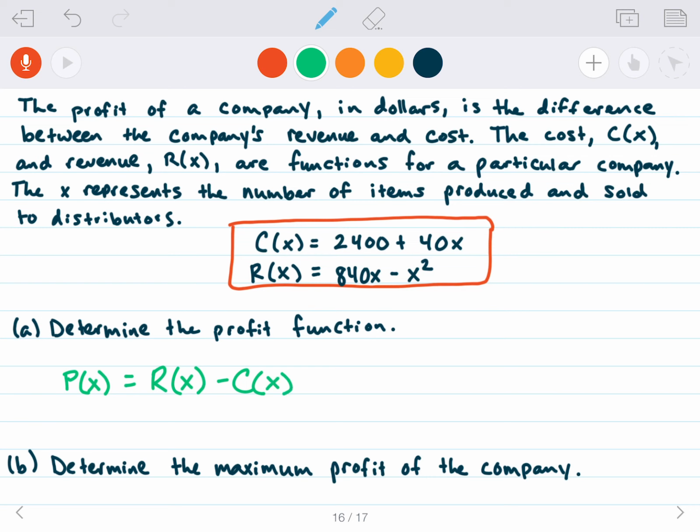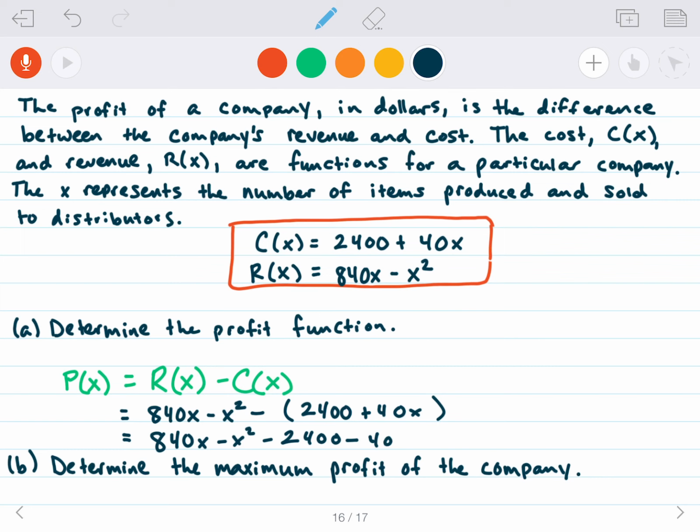So in our case, R of X is 840x minus x squared. So let's write that. So we have 840x minus x squared minus C of X. Well, in our case, C of X is 2400 plus 40x. Okay, so I'm just plugging in R of X and C of X, and that's going to give me what my profit is. So let's go ahead and combine like terms here. I have 840x minus x squared minus 2400 minus 40x, just distributing this negative to both of those.